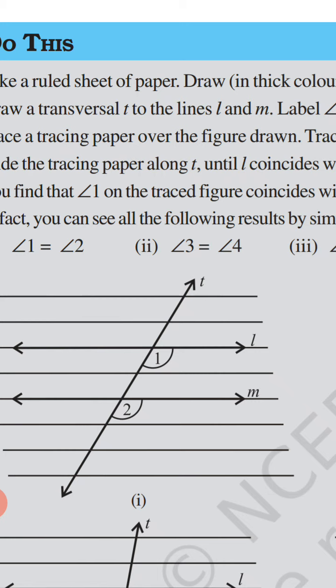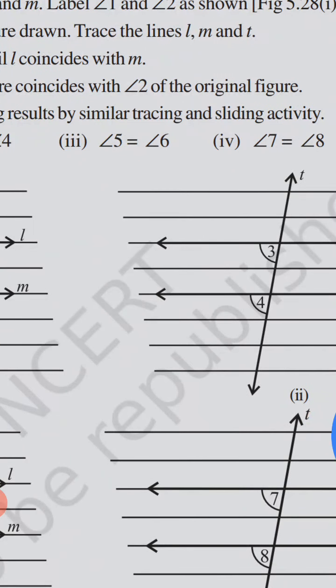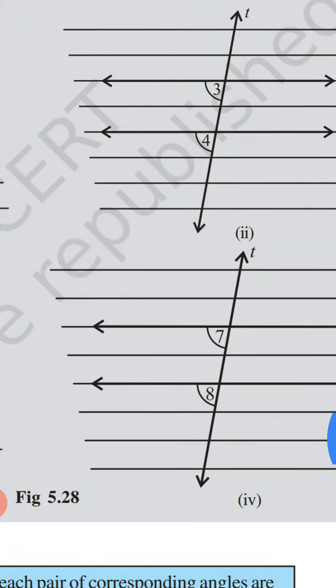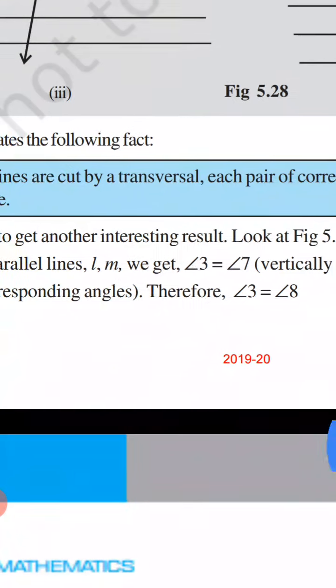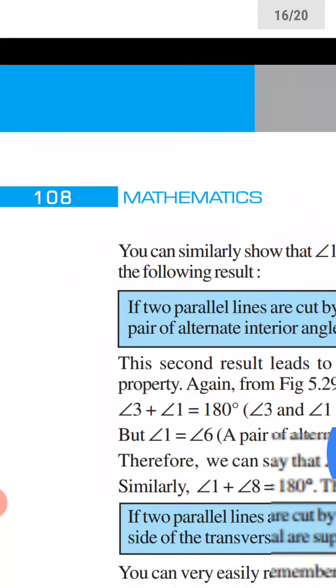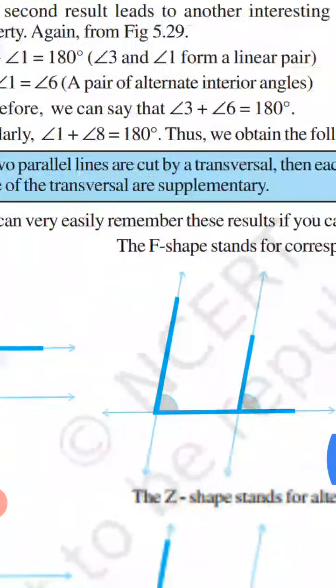So in that case, 1 and 2 are called corresponding angles. 5 and 6 are also called corresponding angles. Here you see 3 and 4 are corresponding angles, and 7 and 8 are corresponding angles. So when the lines are parallel, these corresponding angles are equal. If the lines are not parallel, they are not equal.